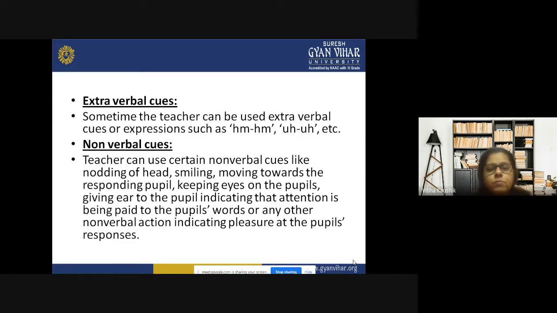Extra verbal cues. Sometimes the teacher can use extra verbal cues or expressions, etc. Non-verbal cues. The teacher can use certain non-verbal cues like nodding of head. Yes, you have given the correct answer. Smiling by giving a positive reinforcement. Moving towards the responding people. Keeping eyes on the people. Giving ear to the people. Indicating that attention is being paid to the people. Words or any other non-verbal action indicates pleasure at the pupil's responses.